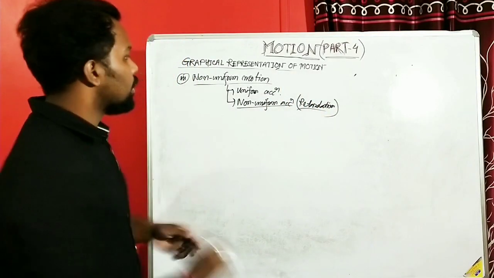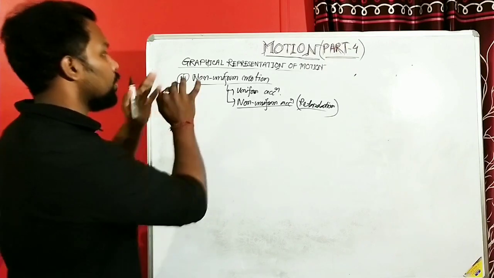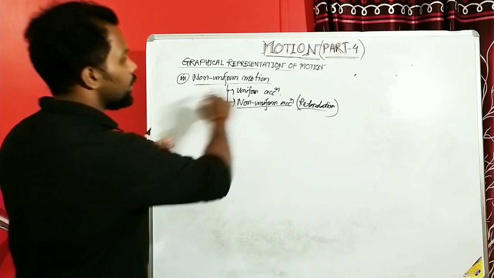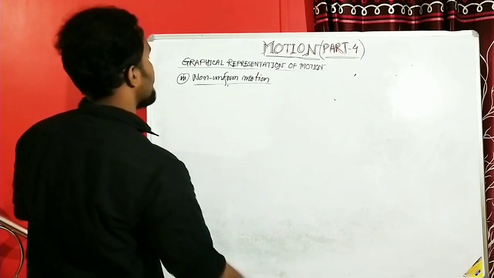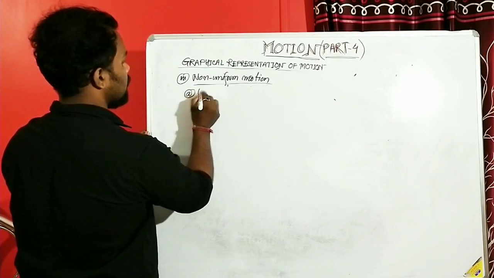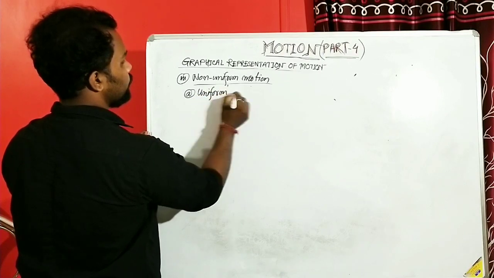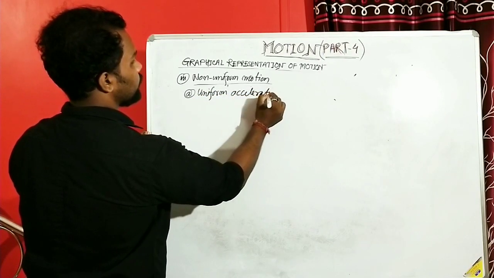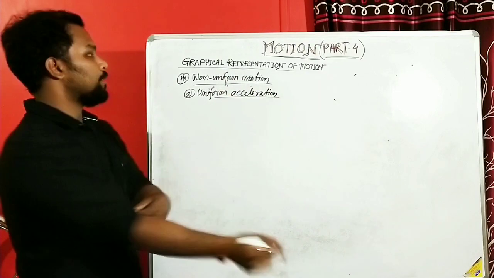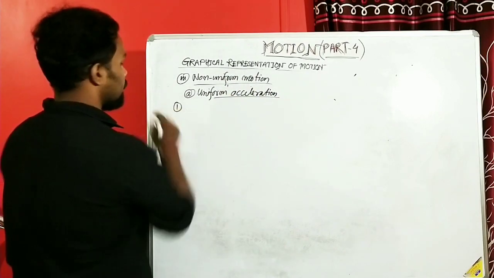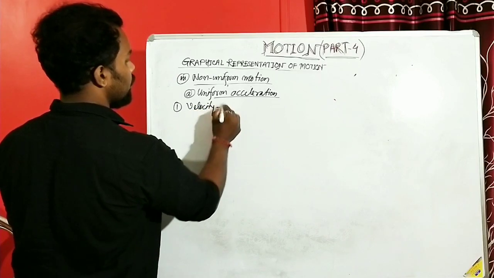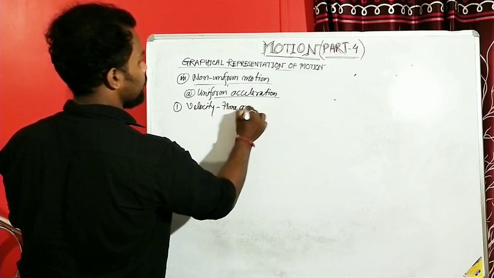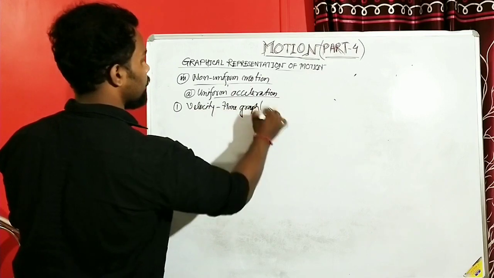Now first we'll see in case of non-uniform motion, what is going to happen in case of uniform acceleration? It is going to be one more branch, and that branch is nothing but uniform acceleration. Under the acceleration, first we will check the velocity time graph. Okay, first we will say velocity time graph, V-t.